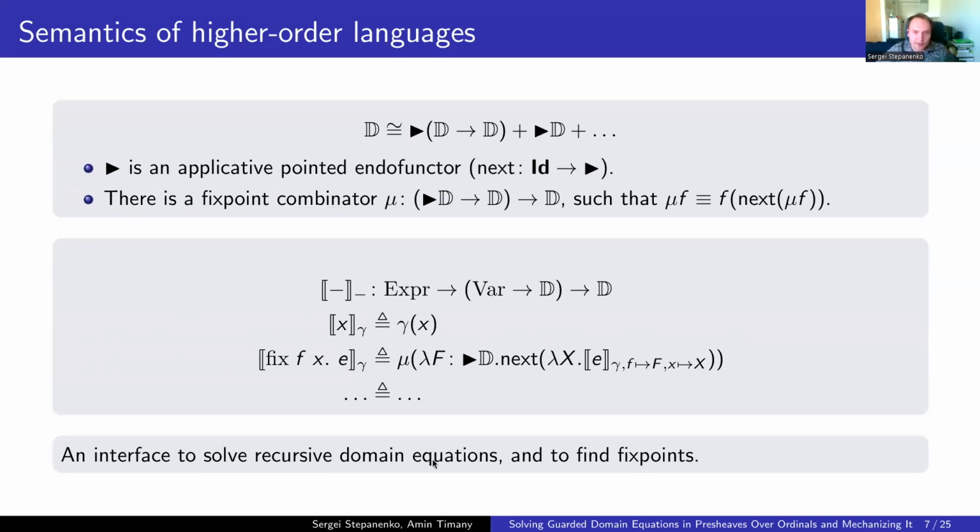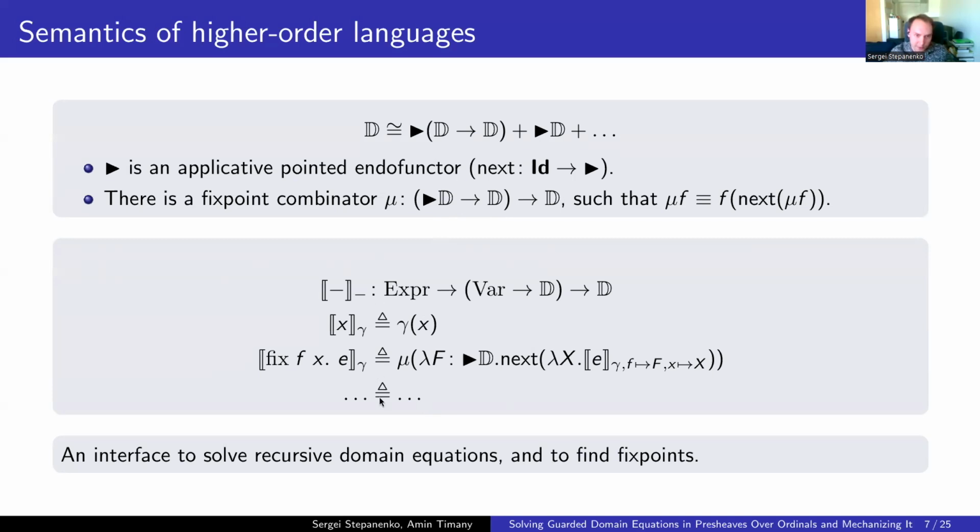Now this setup already provides us with all the gadgets that allow us to reason about such languages. So later is supposed to be a pointed applicative functor, which allows us to actually do computations with functions here. And moreover, it has a fixed point combinator that allows us to define semantics of fixed point constructions.